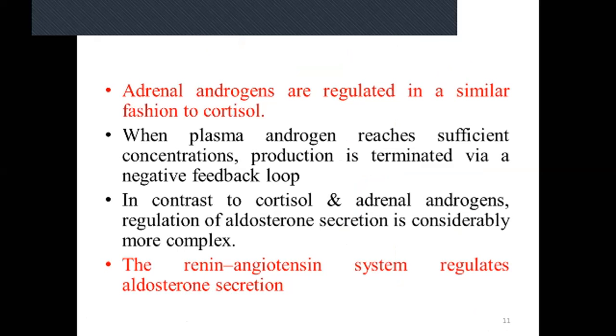Then the regulation for adrenal androgen is the same as I said before. But what you are supposed to know is that aldosterone regulation is usually complex, and it mainly involves the renin-angiotensin-aldosterone system. Other adrenal gland hormones are mainly regulated by the HPA axis, but what regulates the production of aldosterone is mainly the renin-angiotensin-aldosterone system.